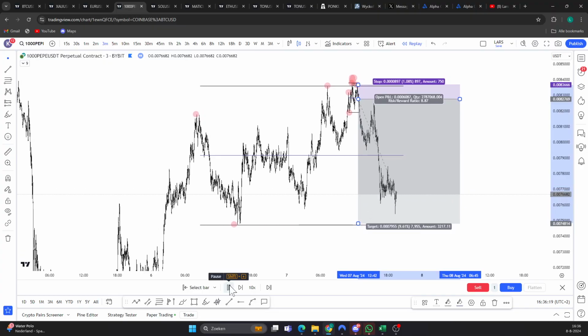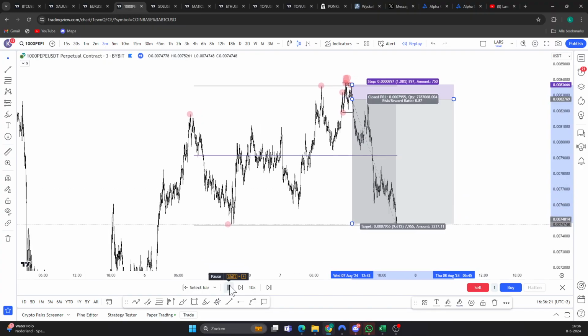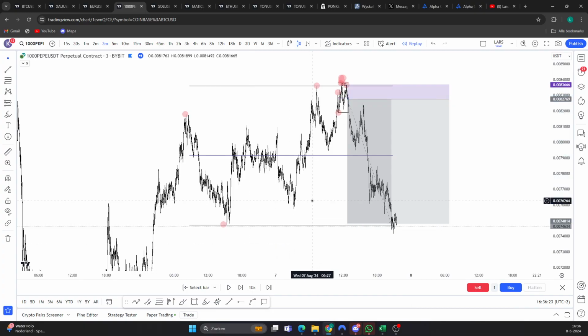It took some time. It was testing the patience yesterday. There you go. Okay. So as you can see, you had the macro Wyckoff Model 1, but the third tap of the macro distribution had its own little distribution. And this can happen on any time frame.